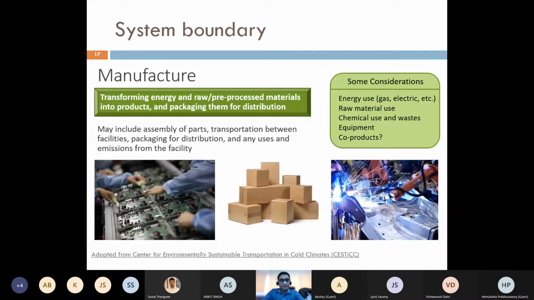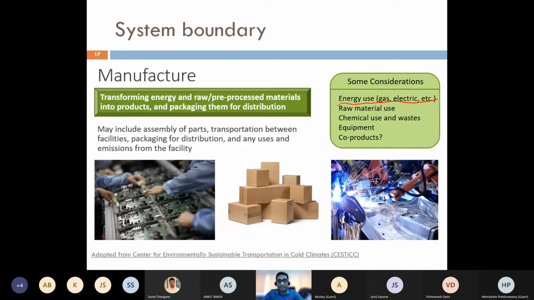Then comes the second thing, the manufacturing phase. The manufacturing phase is basically the conversion of the biomass into the biofuels or the bioenergy products or biochemicals, whatever you're aiming for. It would have consumption of energy. And one important thing that you need to take care of is where is that energy coming from? Is that coming from gas or electric?